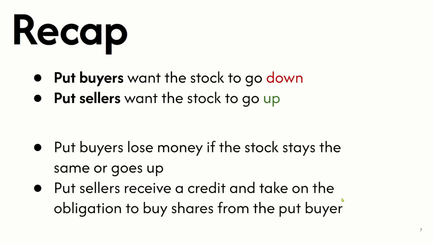Put sellers receive a credit up front. So the stock can stay the same or go up, and they'll make money. And they're willing to take on this because they have the obligation to buy the shares from the put buyer. So they say, okay, we receive a credit up front. In 2 of the 3 scenarios, we make money. And in exchange for that, then we're obligated to buy the shares from the put buyer when the put buyer decides. So if it's expiring in a week, then the put buyer has that full week to exercise their option.